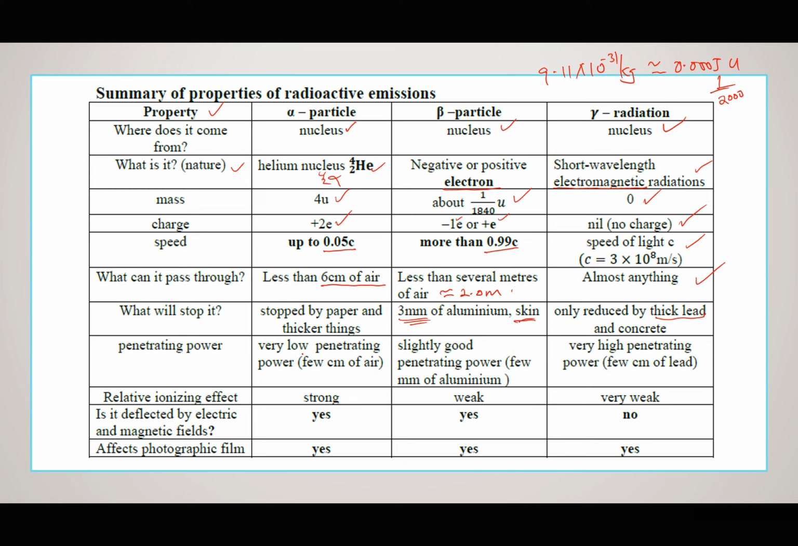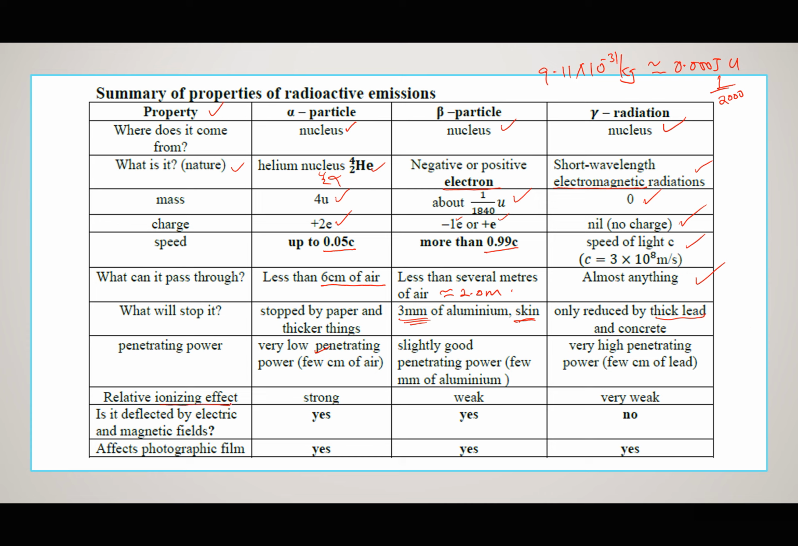Then penetrating power. Alpha particles have the least penetrating power. They have a small range, a few centimeters of air. Beta particles have slightly better penetrating power. They can go through paper and air, and even a few millimeters of aluminium. That is how strong they are. Gamma radiations are very penetrating. They can even penetrate a few centimeters of lead, and concrete. So they can go through paper, aluminium, and so on.